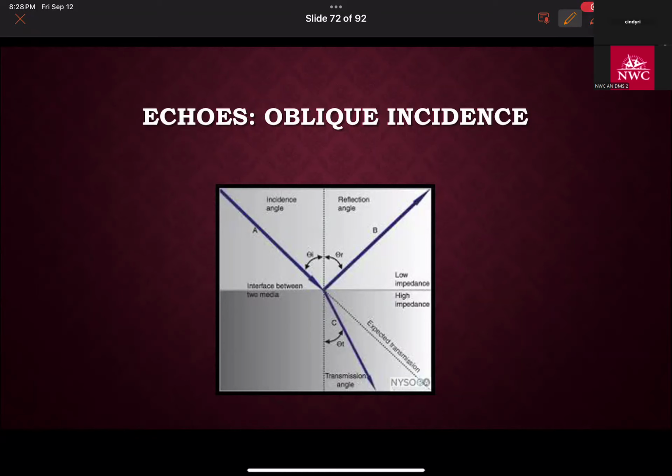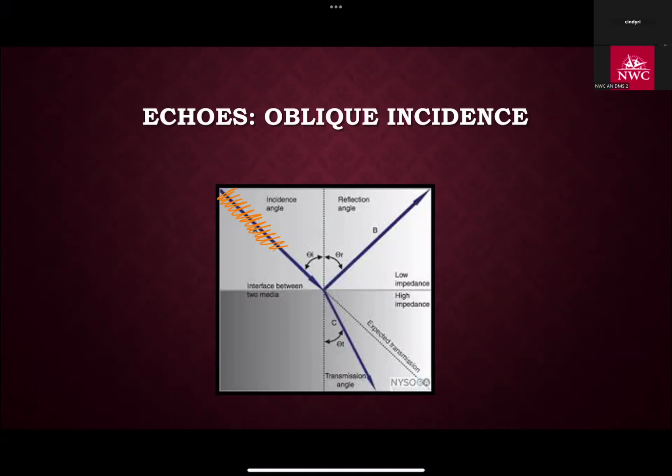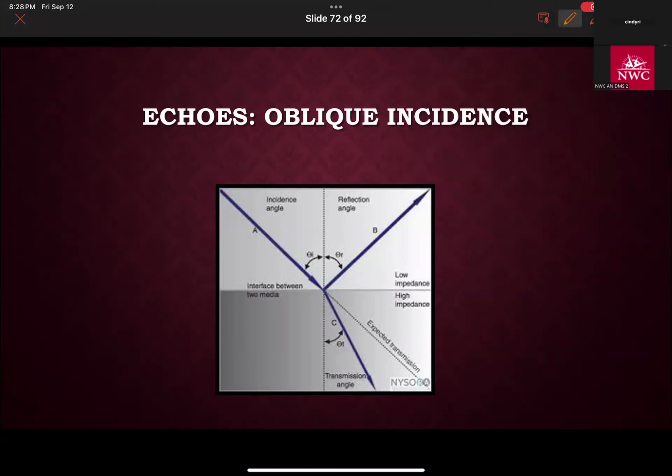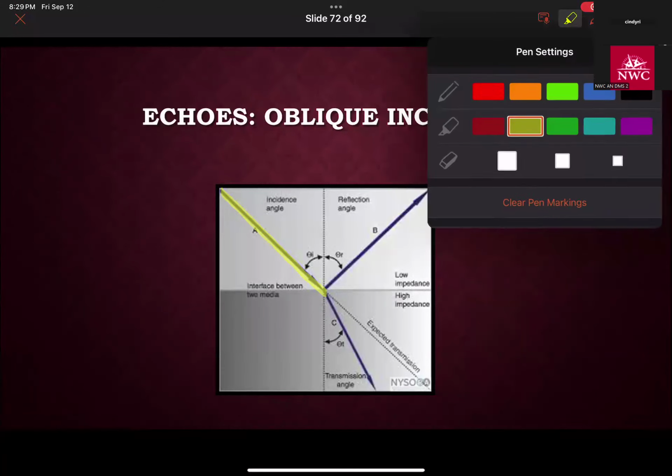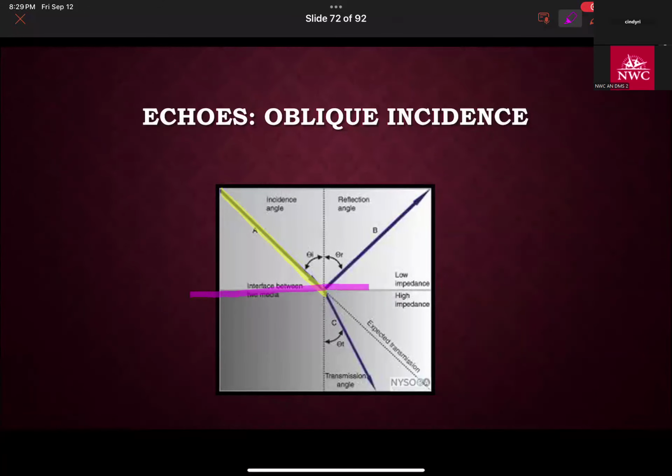So when you're talking about oblique incidence, you're going to focus here on this angle. This is the incident sound. It is called oblique because as you can see, it is going oblique to the boundary. And if you didn't know where the boundary is, this pink is the boundary. And you can see that the tissues are one in light gray, one in darker gray to represent two different tissues.